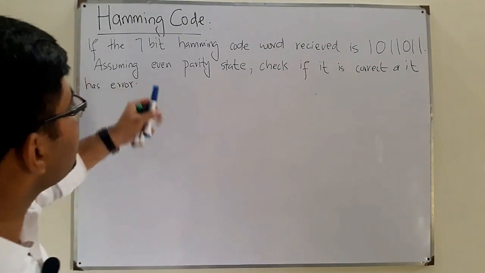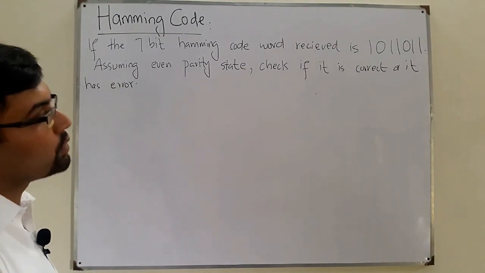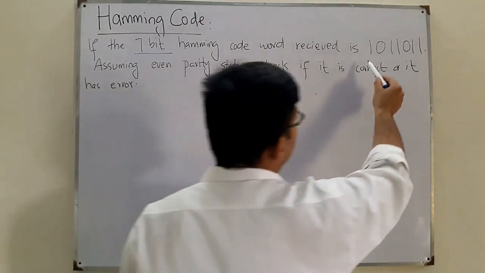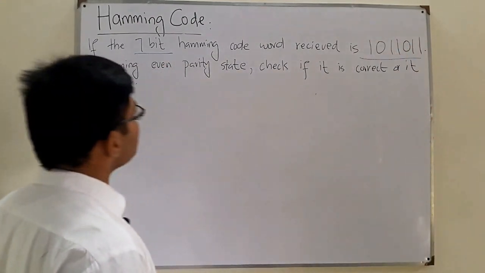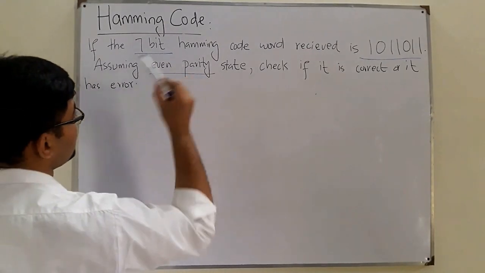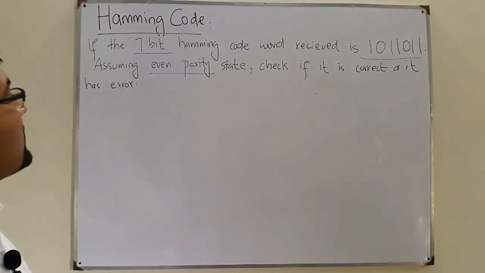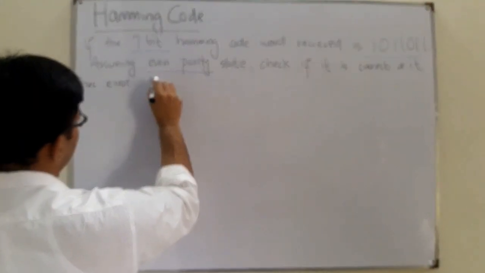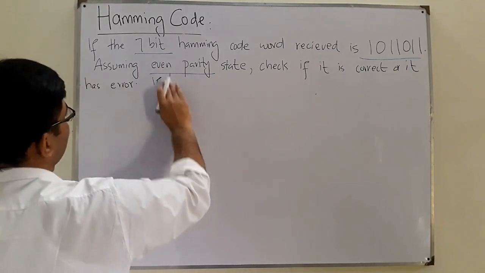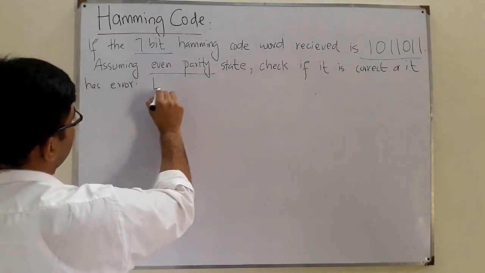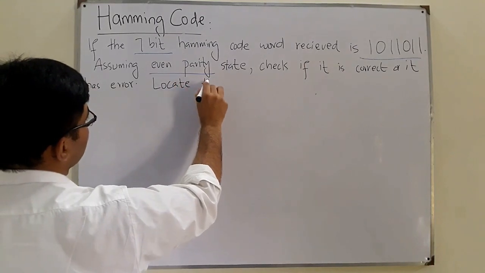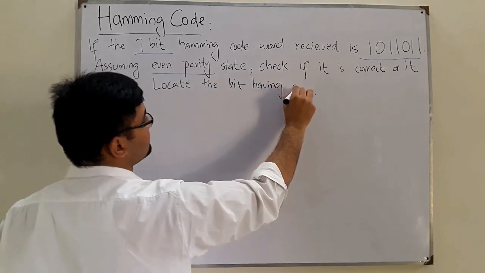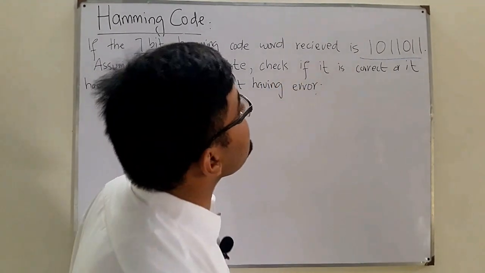So this question is given to us: if the 7-bit Hamming code word received is 1011011, assuming even parity, check if it is correct or it has an error, and as a shortcut, locate the bit having error. All right, so this is the code given to us.